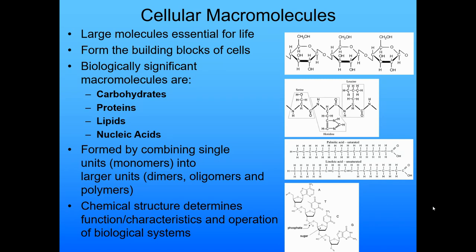Macromolecules are formed by combining small units, also called monomers, into large molecules called polymers. Mono meaning one, poly meaning many. Dimers and oligomers are another term that you'll hear a lot. Di means two, oligo means a few. This chemical process that combines them together is called dehydration synthesis. Dehydration synthesis releases water, and when the polymers are broken down, the water is added back.